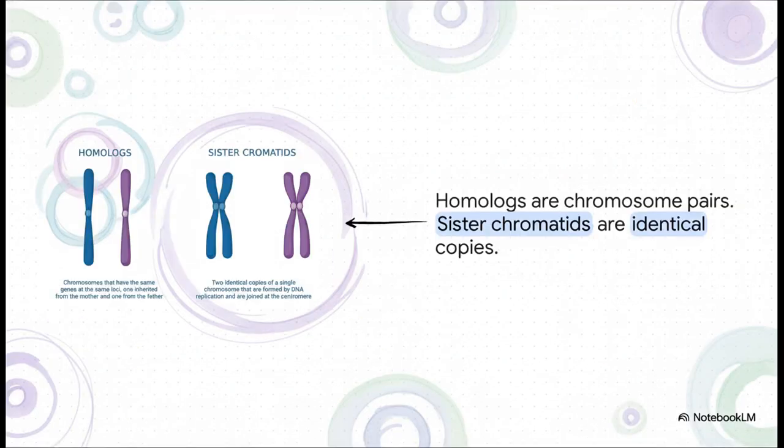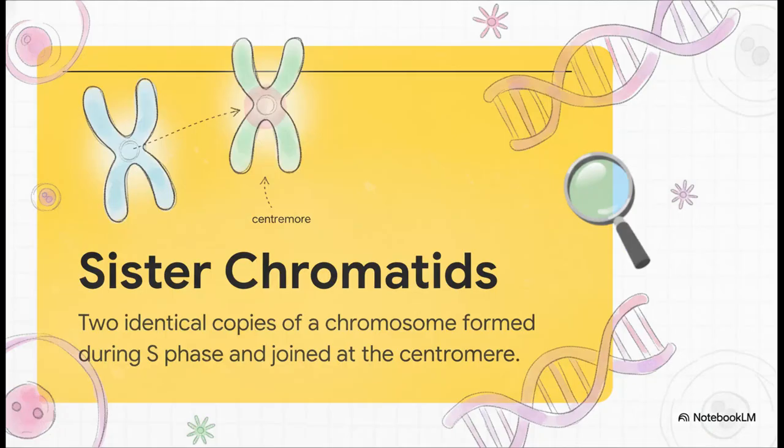Now, this next part is a really crucial distinction, so listen closely. Before S phase, our cells have what are called homologous chromosomes. Think of them like a pair of shoes. They're a pair, but they're not identical copies. You get one from your mom, one from your dad. But after S phase, each of those individual chromosomes has been duplicated. This creates a pair of sister chromatids, and these are perfectly identical copies, literally stuck together. So, the main thing to remember here is that a sister chromatid is an exact replica of the original.